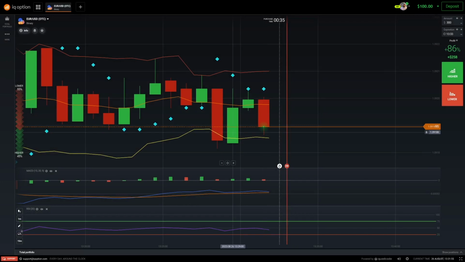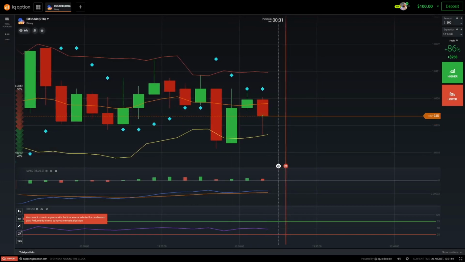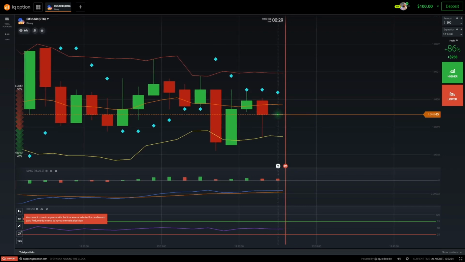Amazing. So yeah, those are the indicators that I use on my strategy. I will wait for the signal to come, and I will come back later.